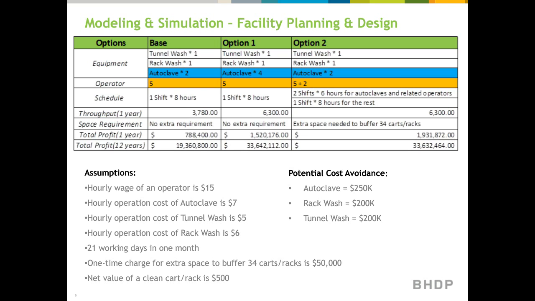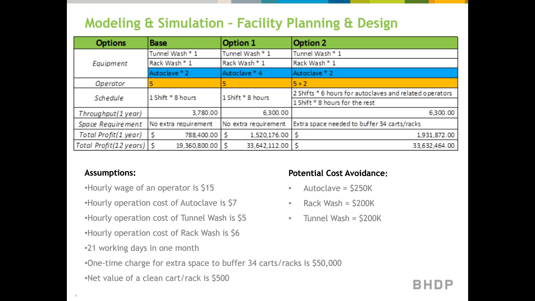From option base to option 1, we increase the number of autoclaves from 2 to 4. From option base to option 2, we keep the number of autoclaves the same, but we increase the working hours from 1 shift of 8 hours to 2 shifts of 6 hours each, and keep the rest of the model the same. I just want to say something here. You can see that the base condition is really 2 autoclaves. You've got 5 operators running that entire operation.